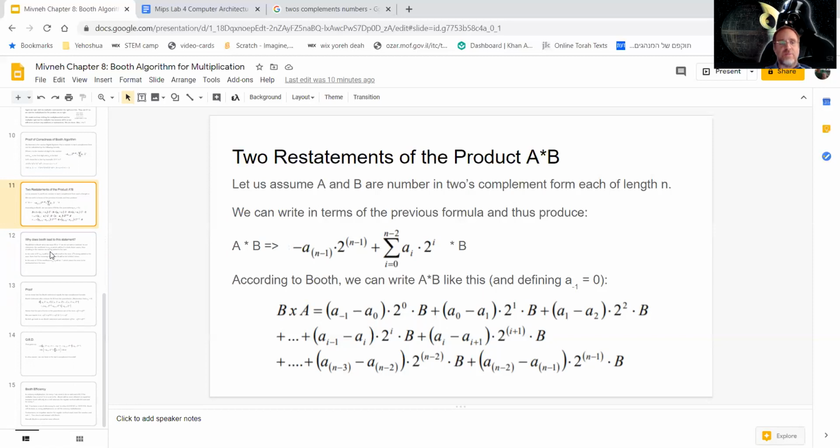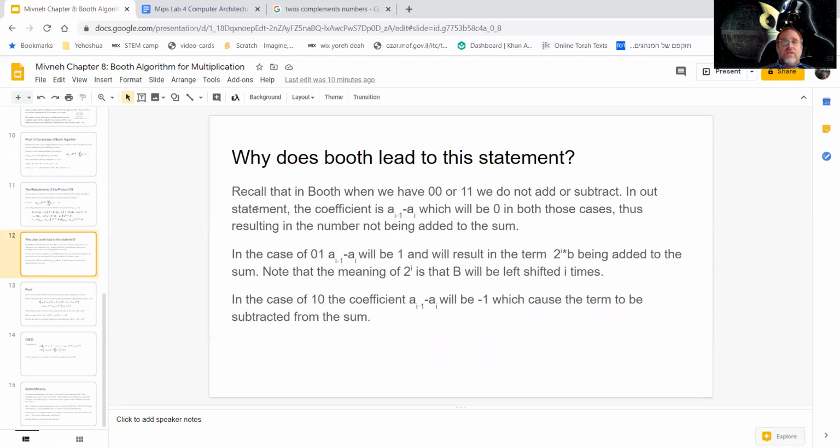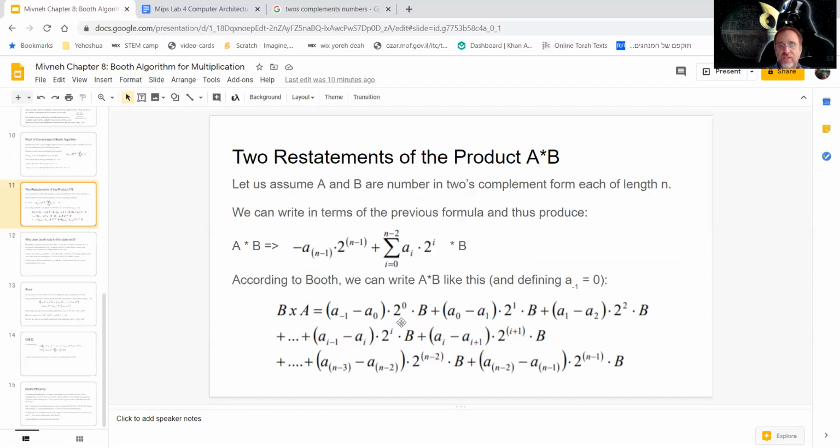Okay, let's go to the next slide. So this I'm just saying, why does Booth lead to this statement? And I basically just explained that all to you. I'm just writing out in words here. But I showed you that this is the shift left. Because when I multiply anything by 2, I shift it left.